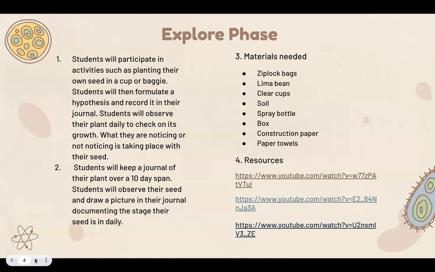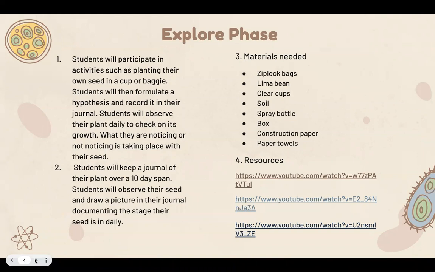Next, we are going to move on to the explore phase. And for this phase, we thought we would have students participate in activities such as planting their own seed in a cup or a baggie. We'll give them the option, and we'll probably split it up so it's half and half, so they can have variations to see what happens to their plant with sunlight, water, and then in no sunlight with minimal water.